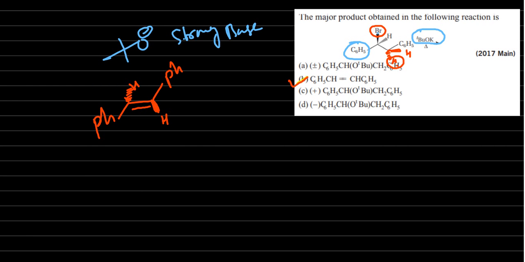If stereochemistry is asked, then the hydrogens are on opposite sides, so trans. But here there is no cis-trans. It is just asking for the product double bond.